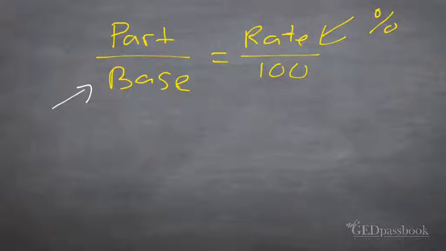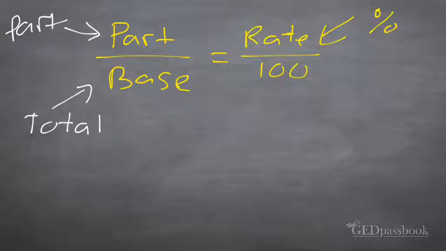The base is going to be the total, your total of whatever the scenario is, right? The total amount of your bill, the total amount of the shirt, how much it cost, right? It's always going to be your total. And the part is going to be exactly what it is, the part of that specific word problem. You guys want to see an example, I assume? Let me show you an example of a percent proportion word problem.